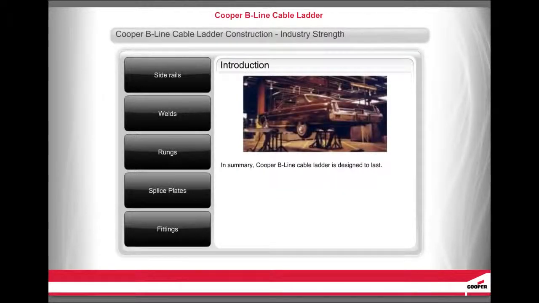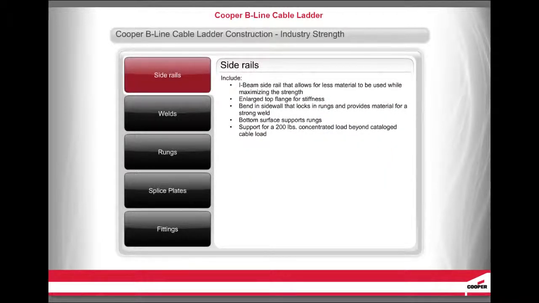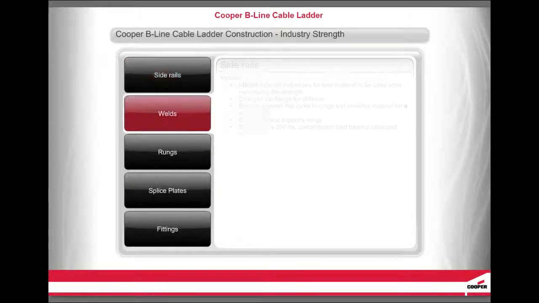In summary, Cooper B-line cable ladder is designed to last. Side rails include I-beam side rail that allows for less material to be used while maximizing the strength. Enlarged top flange for stiffness. Bend-in sidewall that locks in rungs and provides material for a strong weld. Bottom surface supports rungs, and support for a 200-pound concentrated load beyond cataloged cable load.